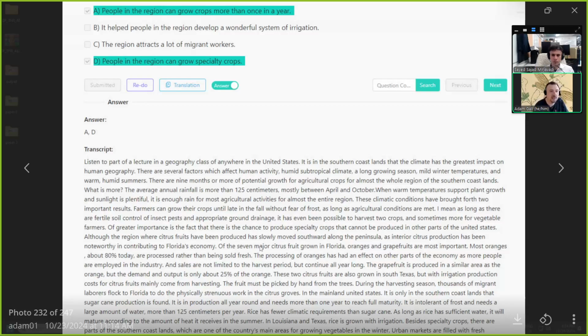them out. Of greater importance is the fact that there is the chance to produce specialty crops that cannot be produced in other parts of the United States. Specialty crops. People in the region can grow a specialty crop. What does that mean? Citrus, citrus fruit? Yeah, so things that don't grow anywhere else.